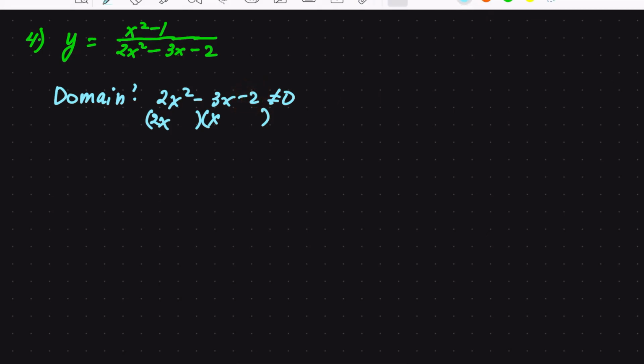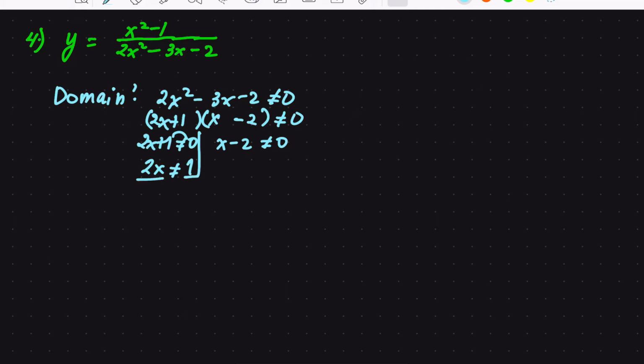So, meron tayong negative 2 plus 1. Okay. So, that's the factor. So, i-apply natin yung factoring technique. Factoring quadratic trinomial. And then, 2x plus 1 should not equal to 0 and x minus 2 should not equal also to 0. Okay, solve for x. We have 2x should not equal to magiging negative 1.